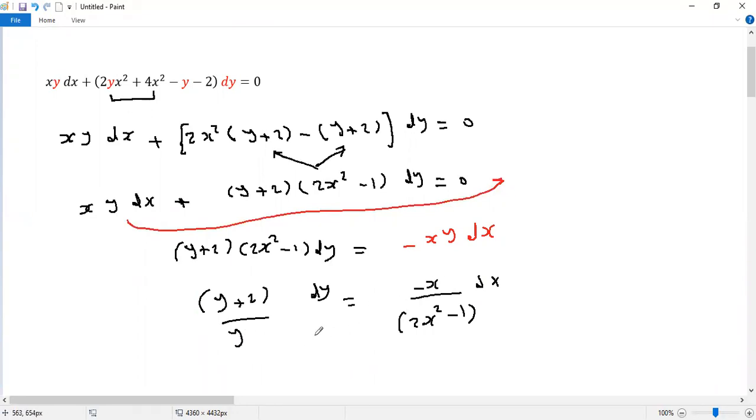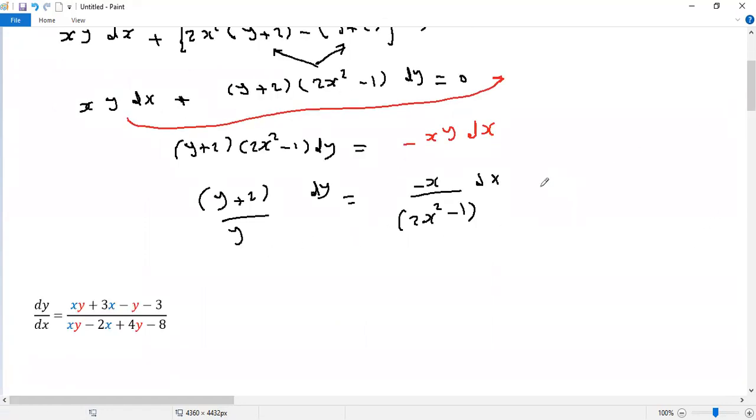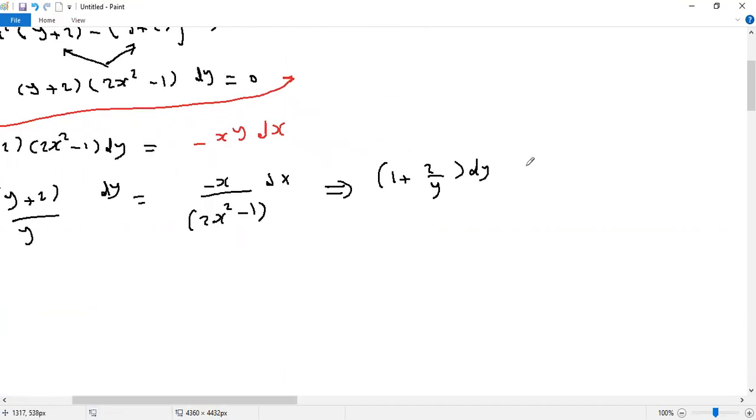Then this can be integrated, but first it can also be simplified. Look here at the first one, I can rewrite it as 1 plus 2 over y, divided by y, dy, which is equal to minus x over 2x squared minus 1 dx. Now we find the integral, because it's already separated.